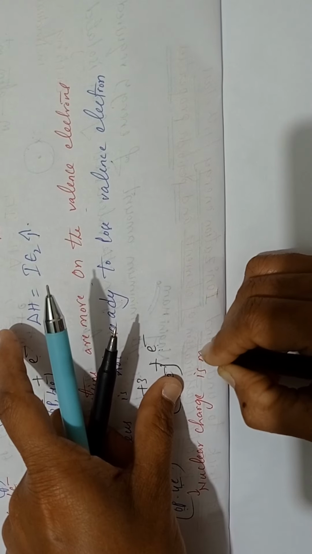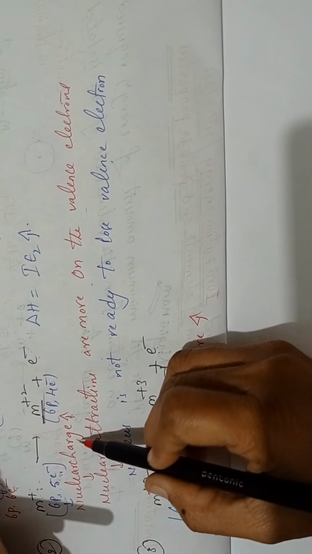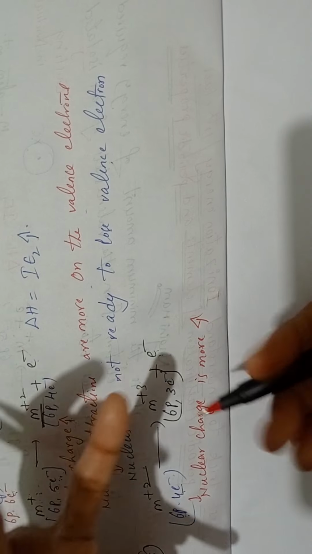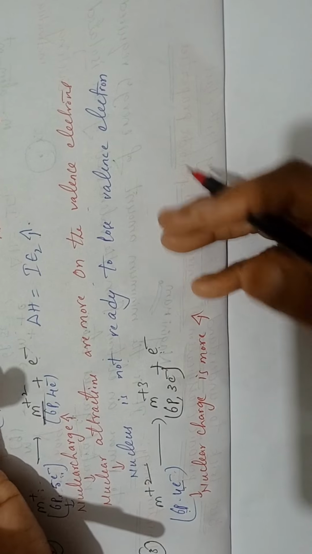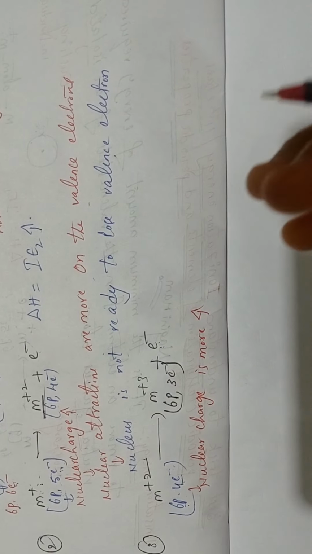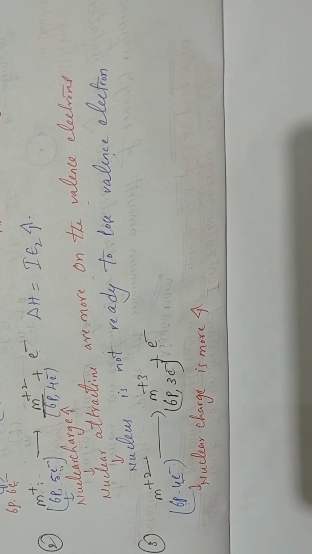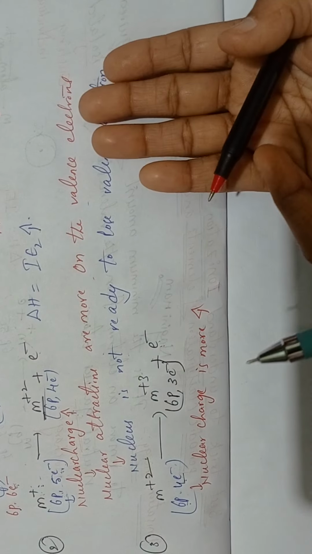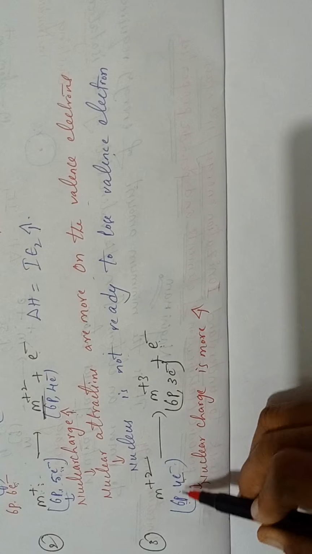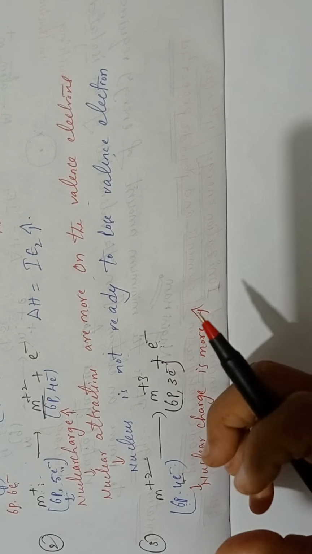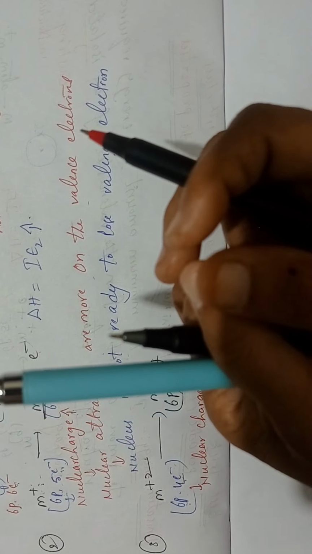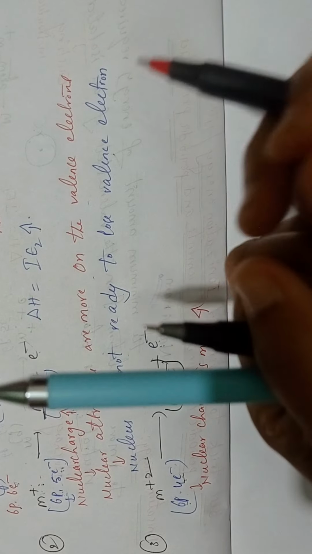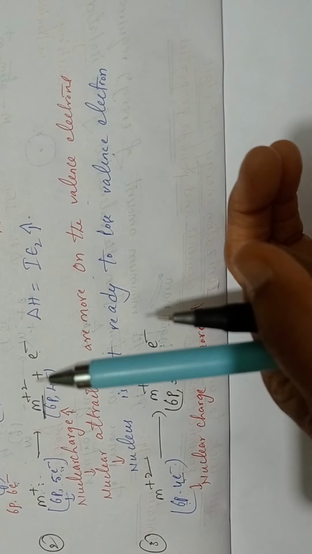Nuclear charge is more here, very high nuclear charge. So that's what will happen, students. Nuclear attractions are more on the valence electrons, so more energy has to be supplied. Are you clear? Because there are 6 protons and only 4 electrons, the protons strongly bind the electrons. They are not ready to lose electrons, students. So more energy is required to remove an electron from the valence shell of an atom.